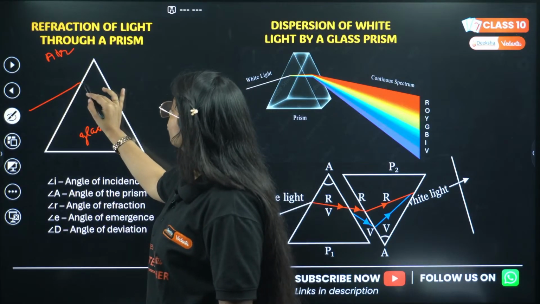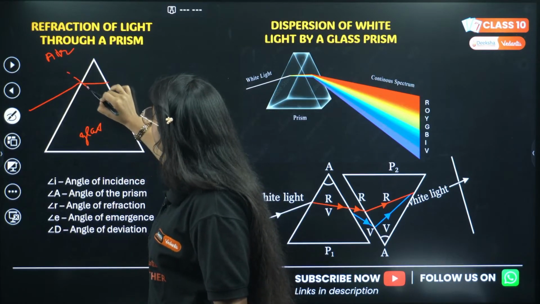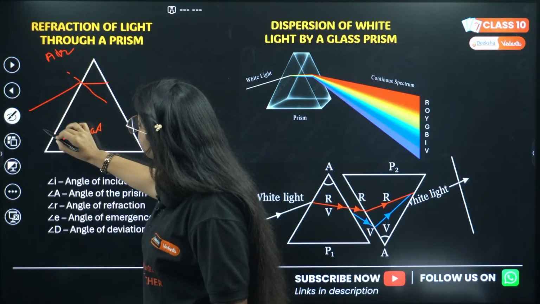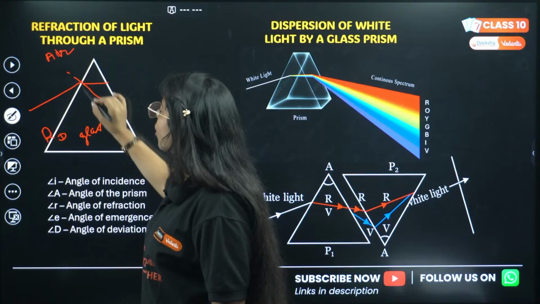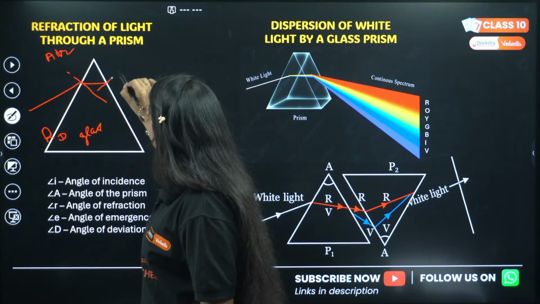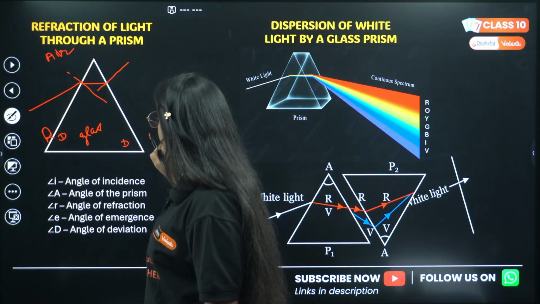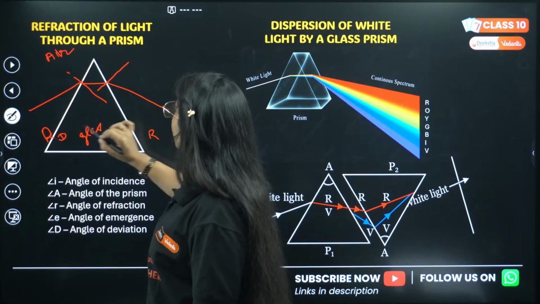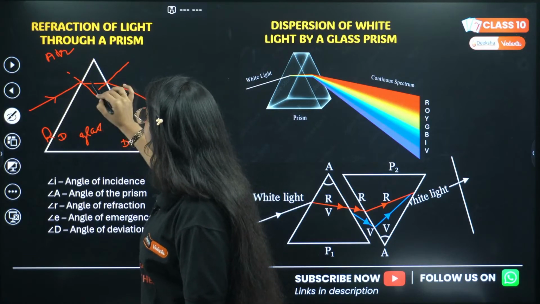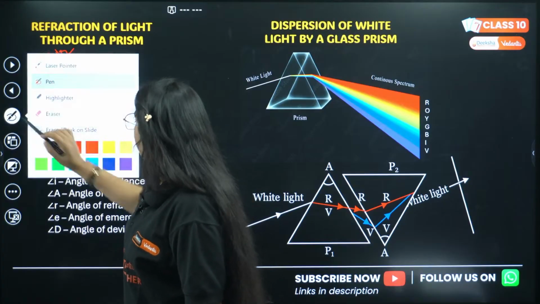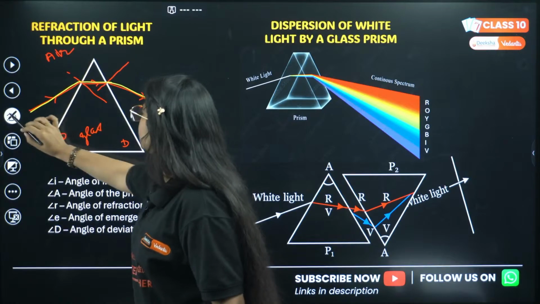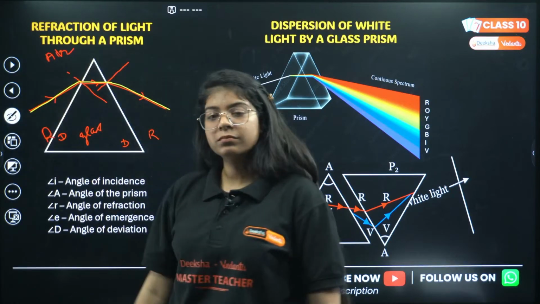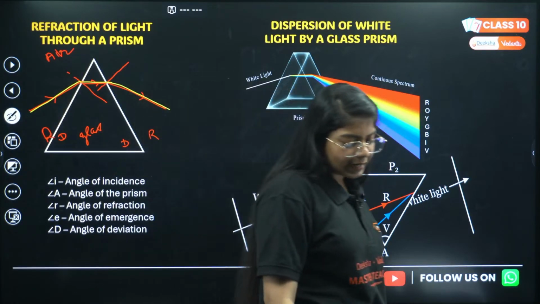So it bends towards the base, because this is the normal, and this is definitely denser than the air, and this is rarer. So it will bend towards the normal, correct? And while moving out, now this is denser and this is rarer. So it will bend away from the normal. So this is the exact path of my light ray, which is passing inside the prism, correct?